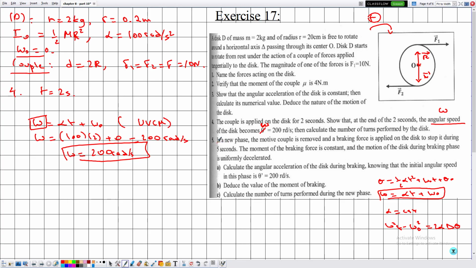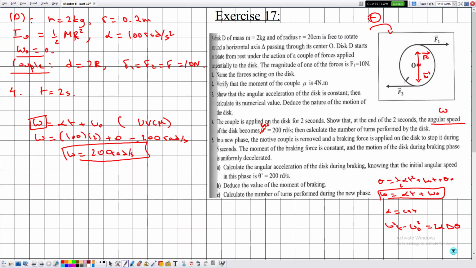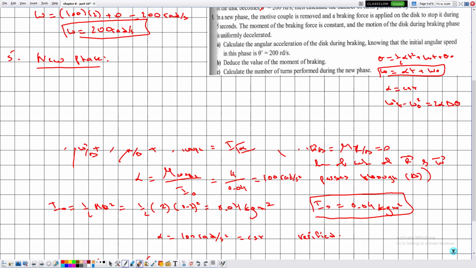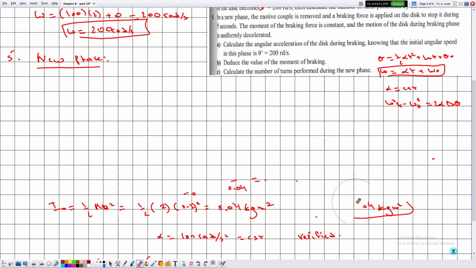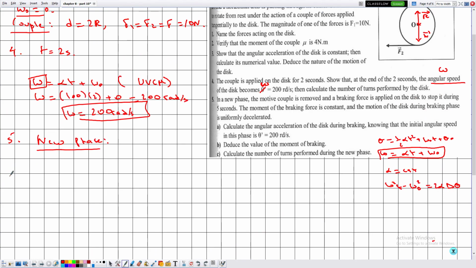Now, in a new phase, the motive couple is removed. We call them motive couple because they are causing motion or rotation in the positive direction. A braking force is applied on the disk to stop it during 5 seconds. So now, part 5, a new phase. We have accelerated the disk, and we enter a new phase where the initial speed omega 0 is 200 radians per second.